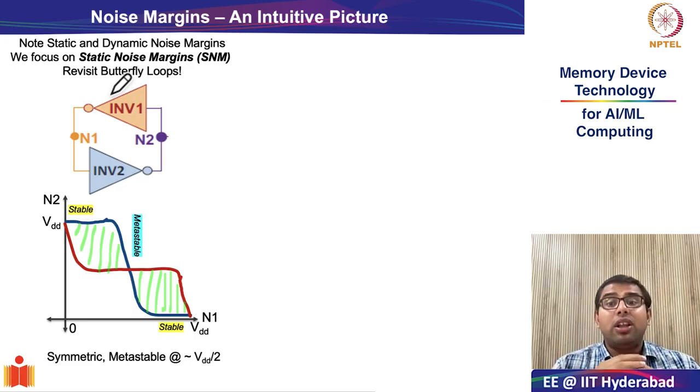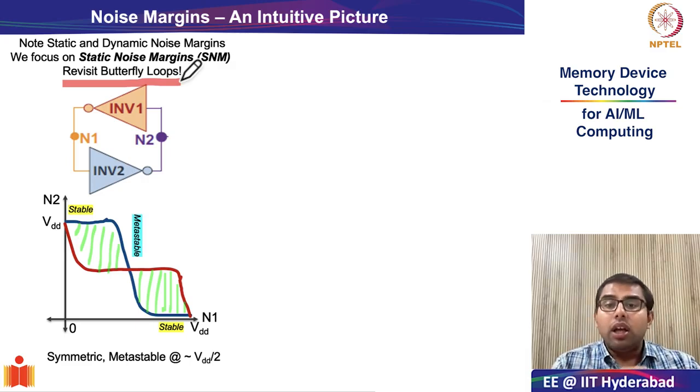Now, since the restorative force against which this noise will try to counteract is the positive regenerative feedback, it is clear that we have to revisit the butterfly loops. Why? Because this positive regenerative feedback was a property of these hysteretic butterfly loops. So in order to understand noise margins, we have to relook at these butterfly loops.